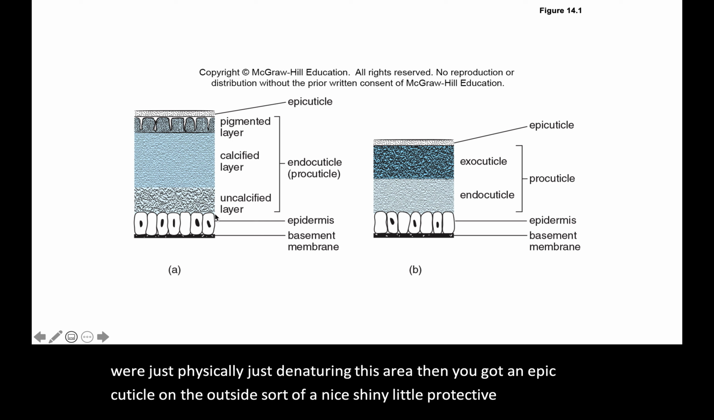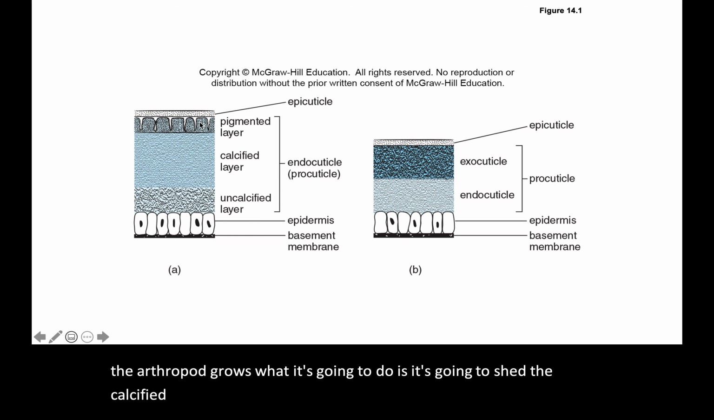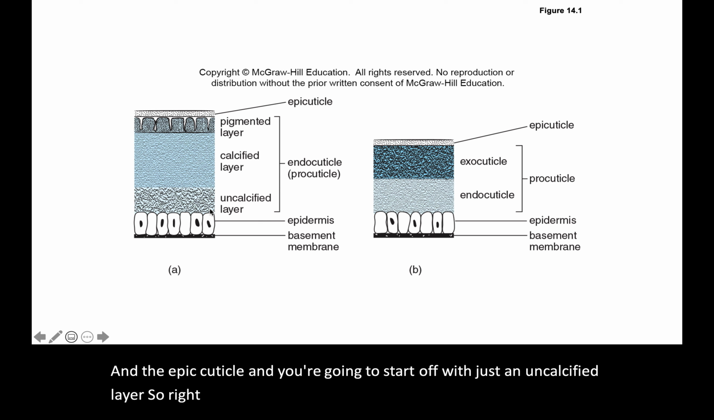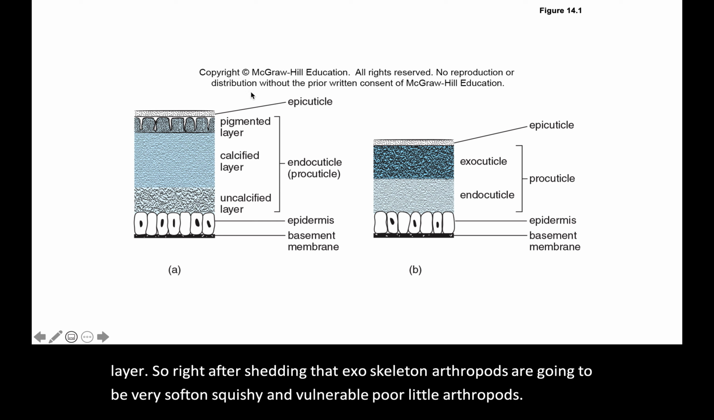As the arthropod grows, it's going to shed the calcified hard layer, the pigmented layer, and the epicuticle, and you're going to start off with just an uncalcified layer. So right after shedding that exoskeleton, arthropods are going to be very soft and squishy and vulnerable. Poor little arthropods. But this is essentially how it works.